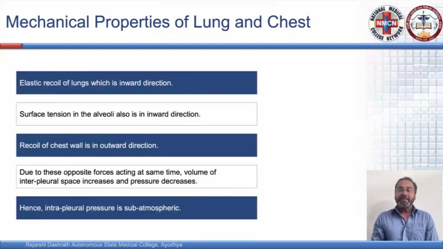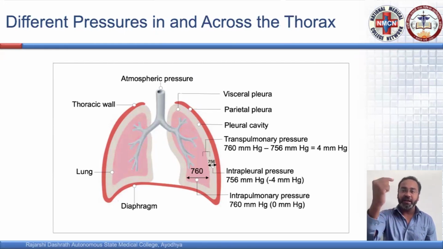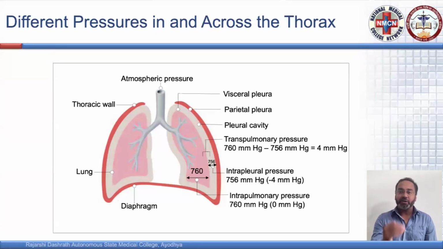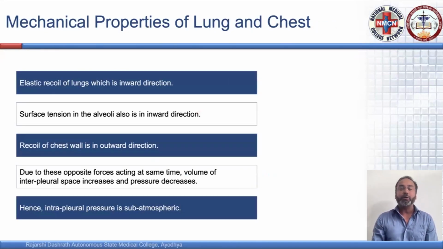Okay. Then the second force is the surface tension. Surface tension is a tension which appears on the interface of air and water. Whenever air and water meet, on the surface of the interface there is a pressure called surface tension. By virtue of the surface tension, the alveoli try to collapse. So there are two forces trying to collapse the lung. But there is a third force, the recoil of the chest wall, which is moving outwards, trying to expand the chest wall.